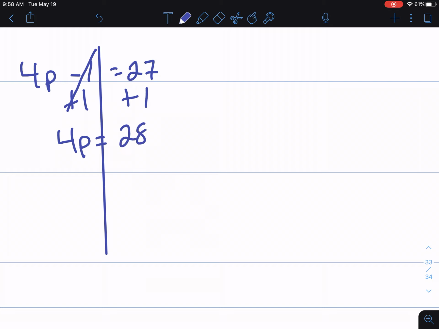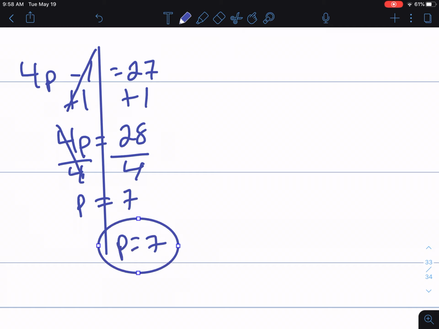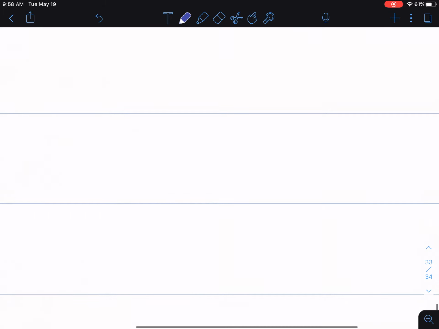Now the opposite of 4 times p is divide both sides by 4. The 4s become invisible 1. P equals, now on the right we have 28 divided by 4, and that's going to be 7. P equals 7. Very good. Next one.